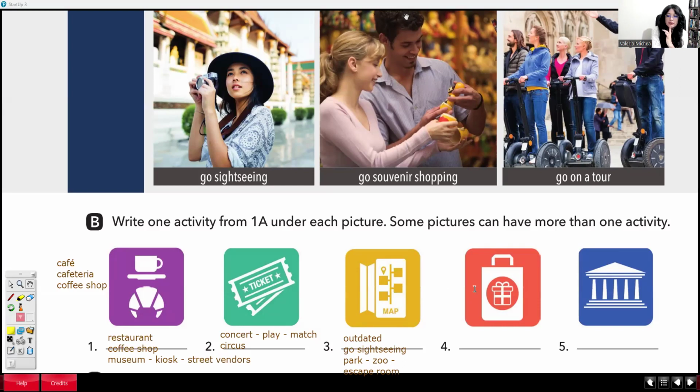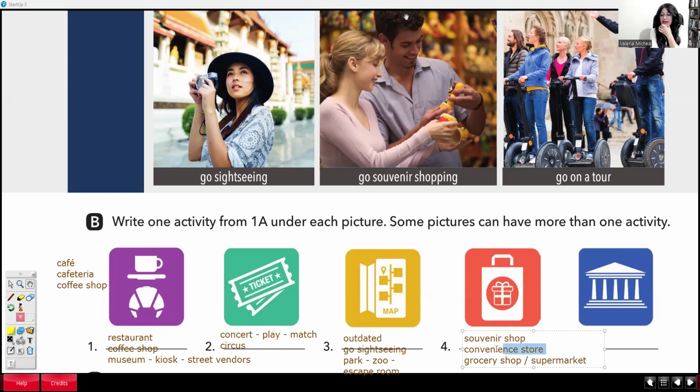Then shopping. Where can we go shopping? Of course, in the souvenir shop. Where else? Maybe the supermarket. A grocery store. The grocery store, very good. I like this one very much. Thank you. And what was the other one? Supermarkets, maybe. Very good. So grocery shop or the supermarkets, definitely.